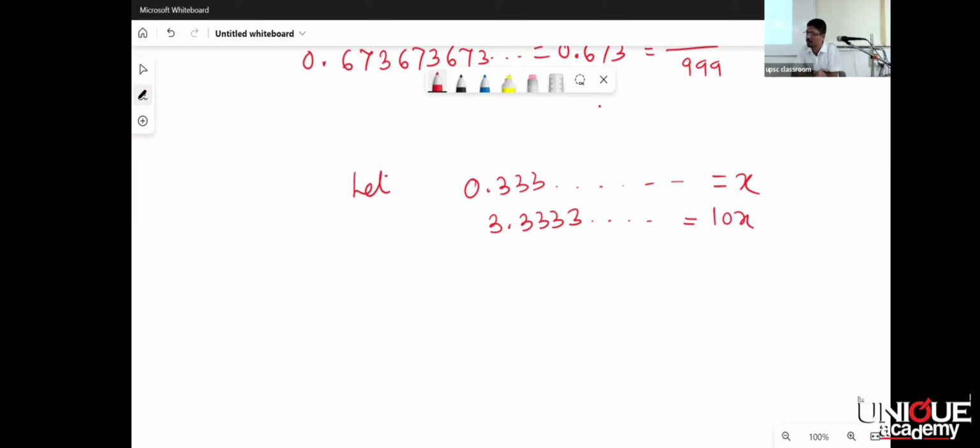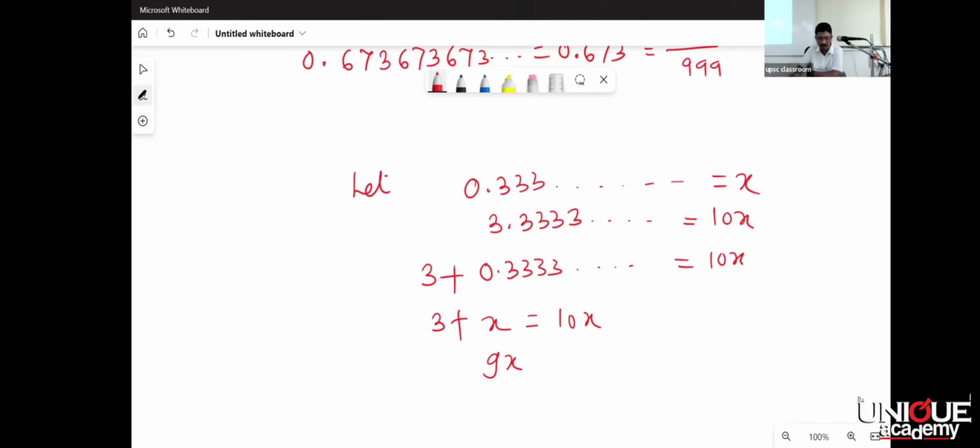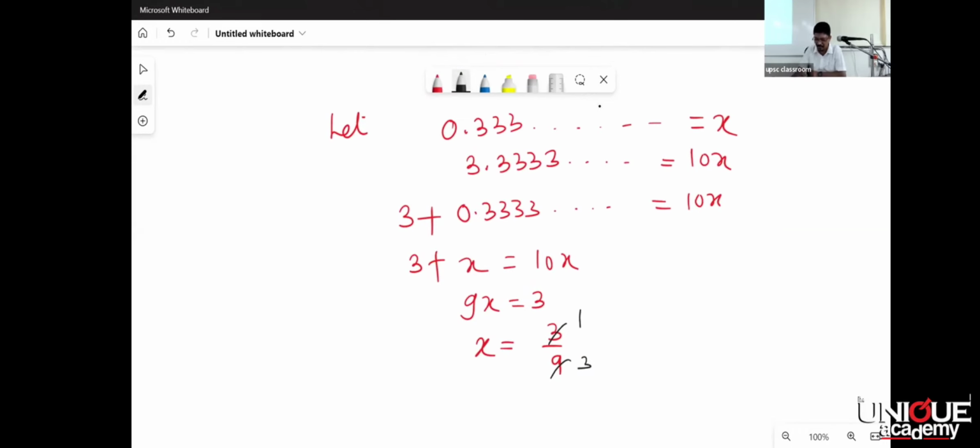3 plus 0.3333 dot dot dot is equal to 10x. So 3 plus x is equal to 10x. Now, x when transposed to the other side becomes minus, so 9x is equal to 3. Because of that, x is equal to 3 upon 9. As I said, you told the answer 1 upon 3, because 3 by 9 in its lowest terms is 1 by 3. The lowest term is not important from the concept point of view, but before that it is 3 upon 9.